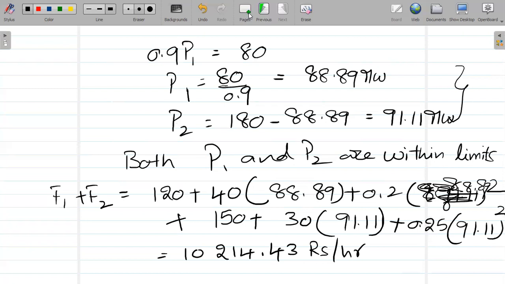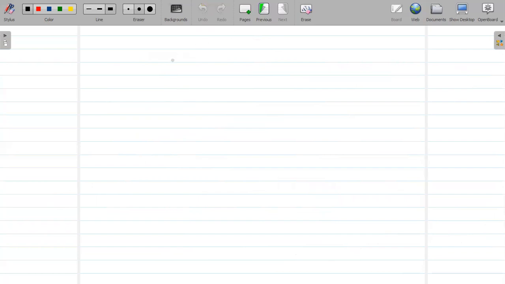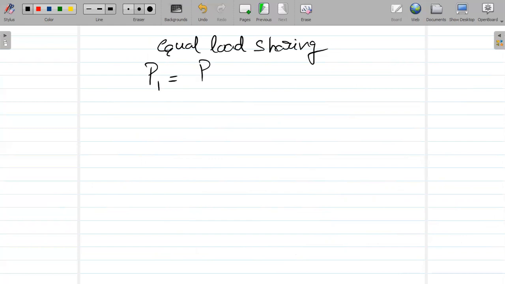What is the other case? According to the equal load sharing. Equal load sharing means, what is P1? The total load is 180 megawatt. So P1 equal to P2 equal to 180 by 2, that is 90 megawatt.